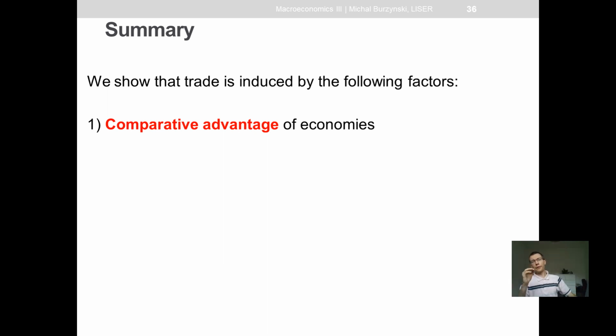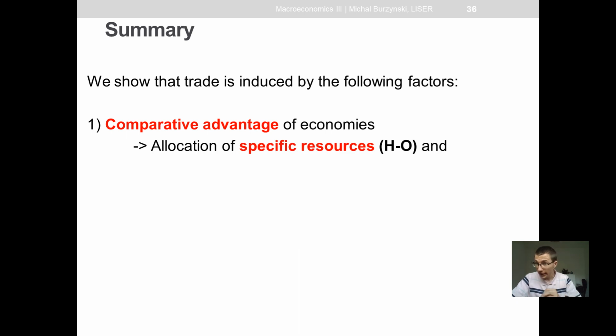After this lecture, I really hope that you have a very good idea what the economic motivations for international trade are, plus you know how to formalize them in a formal mathematical model. First and most important motive for international trade, comparative advantage of economies. And we have two different types of comparative advantage due to allocation of specific resources. This is the Heckscher-Ohlin model. No mathematics in this model. I didn't present it to you, just the intuition of the model.